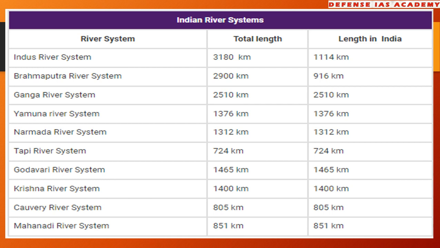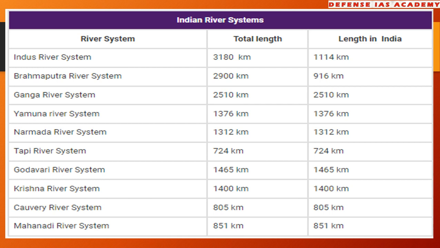So we have almost 9 river systems in India, which are the Indus river system, which is of length 3180 kilometer. That's the total length, not the length in India, it's the total length. Then the Brahmaputra river system, which is having a total length of 2900 kilometer. Then the Ganga river system, having a total length of 2510 kilometer.